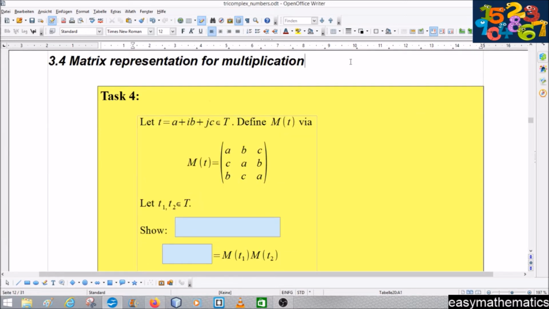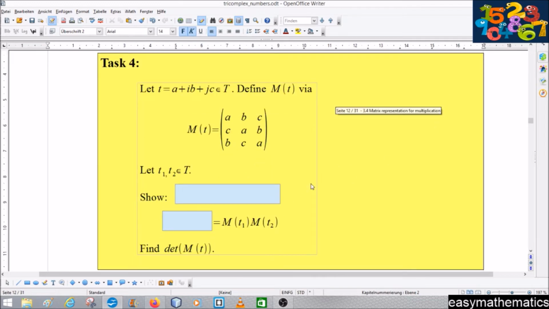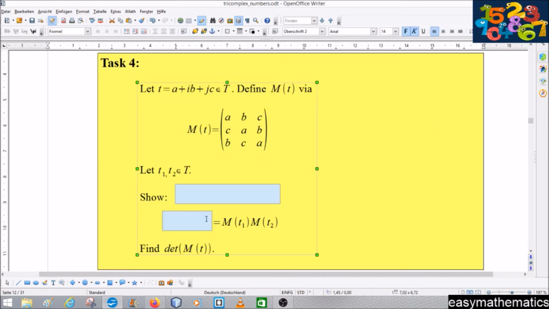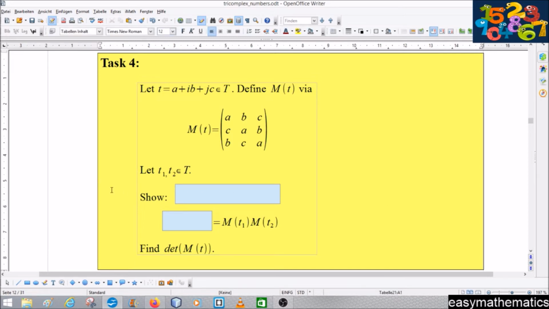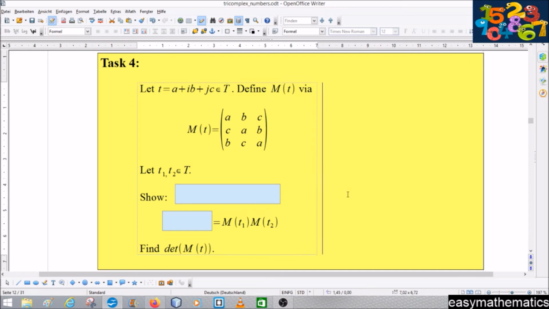3.4 Matrix representation for multiplication. Yeah, so let T be a tricomplex number, and we define the matrix M of T. The first row is A B C, the second row is C A B, and the third row is B C A, where A, B, C are the components of the tricomplex number. And now let T1 and T2 be two tricomplex numbers.